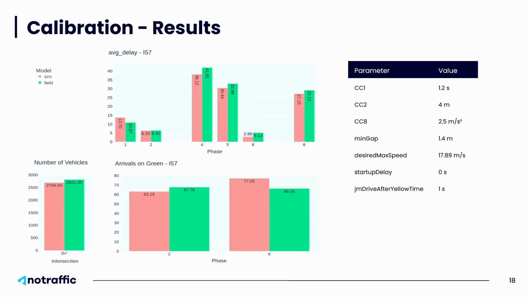I will show some results of one of our intersections. We'll call it I-57 because it doesn't matter. Here the red graph is the simulation, and the green graph is the field. Since we want to calibrate, the best results are if the bars are exactly the same. Obviously, that's not possible. You cannot completely replicate what's happening in the field. But the results are pretty good. Counts are pretty similar. For the arrival on green there are some differences, but the behavior is pretty much reproduced.